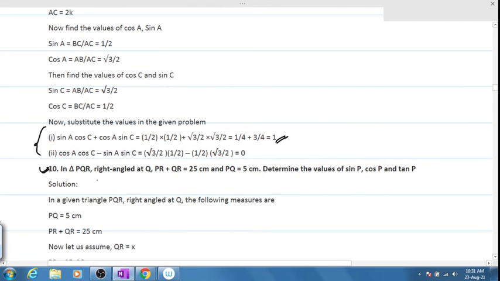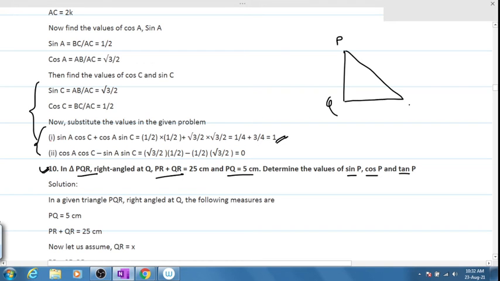Look very carefully. PQR is a right angle triangle. I hope people are done with this one. Question number 10 now. PR plus QR is this much, PQ is this much. They have to determine the values for sin P, cos P and tan P. Right angle at Q.